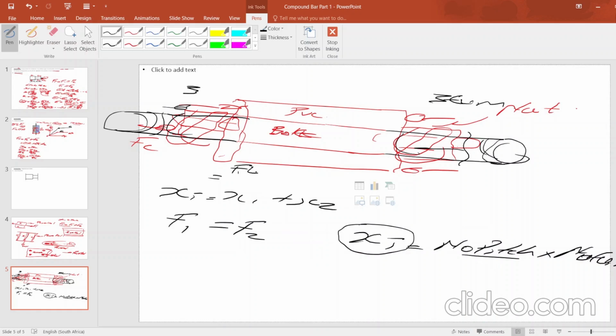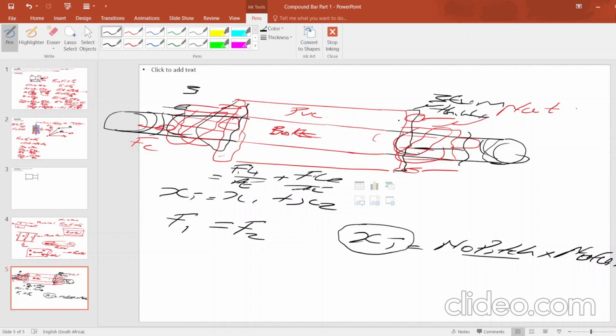It is F1L1 over AE plus F2L2 over AE. But now here, the length is not the same, because if there are washers, you must then consider the thickness of washers. If you are given the washers, you must consider the thickness of washers.